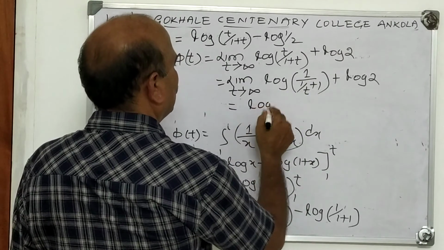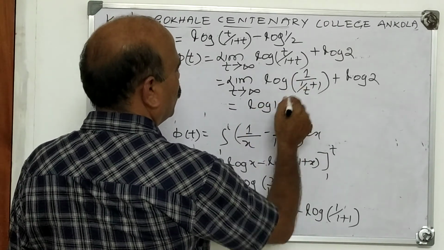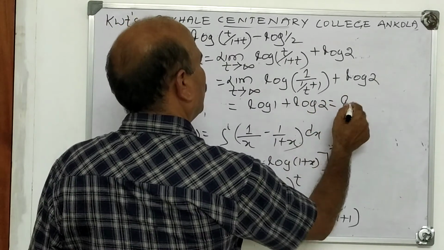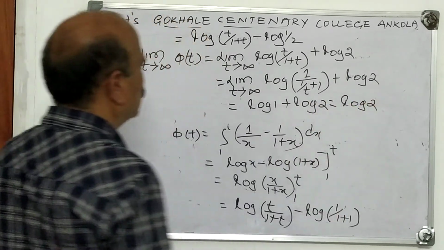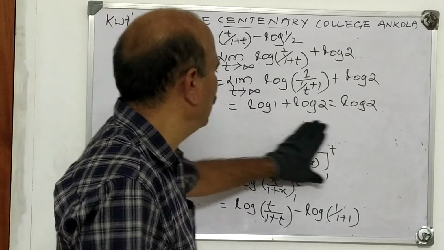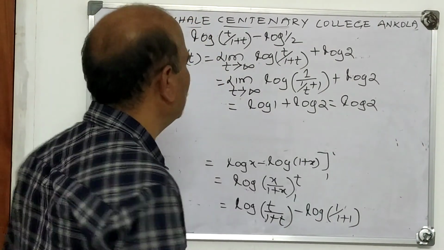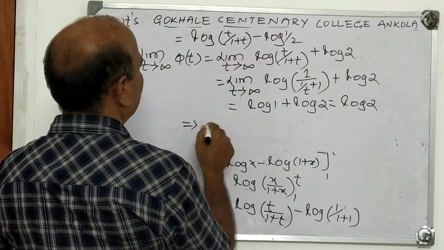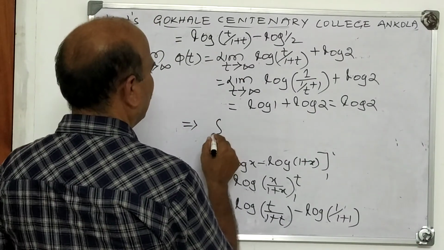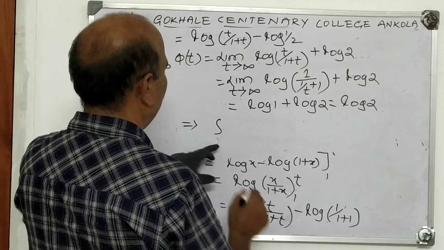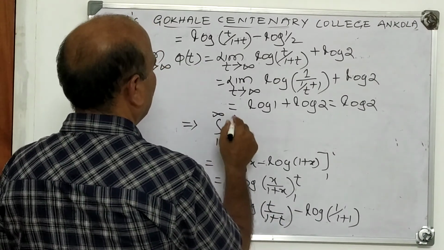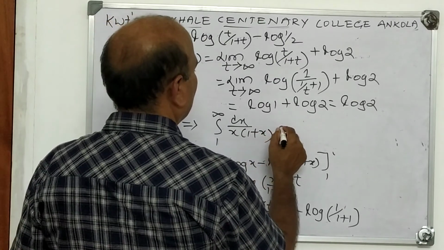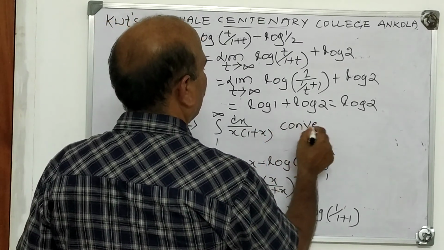So what is this? Log 1, since 1 upon t is 0, plus log 2. But what is log 1? Log 1 is 0. So as t tends to infinity, it becomes log 2. It is finite. This implies the integral, what was that integral? The integral from 1 to infinity of dx by x into (1 plus x) converges.